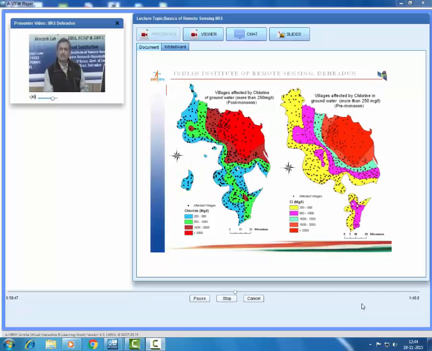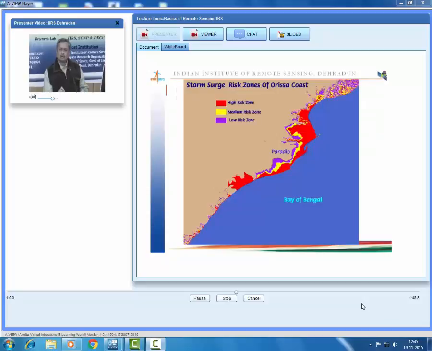And these are all villages, in continuation of the same study, which are affected with chlorinity of the groundwater more than 250 mg per liter. This is the post-monsoon scenario, and this is the pre-monsoon scenario. Also, some study has been carried out. Also, you can do some study like this.